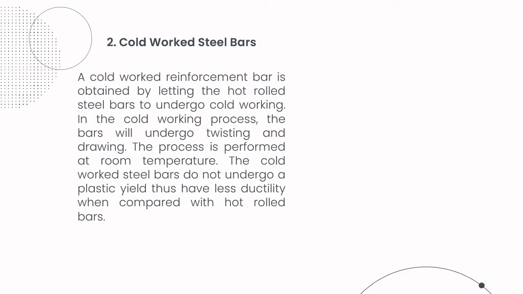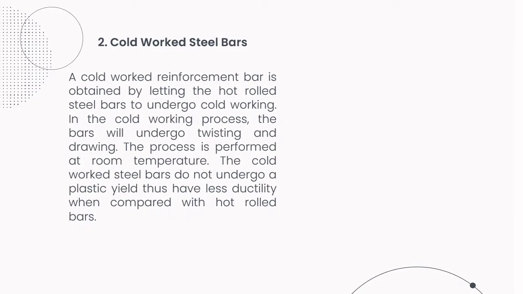Second, cold work steel bars. A cold work reinforcement bar is obtained by letting the hot roll steel bars undergo cold working. In the cold working process, the bars will undergo twisting and drawing. The process is performed at room temperature. The cold work steel bars do not undergo a plastic yield, thus have less ductility when compared with hot roll bars.